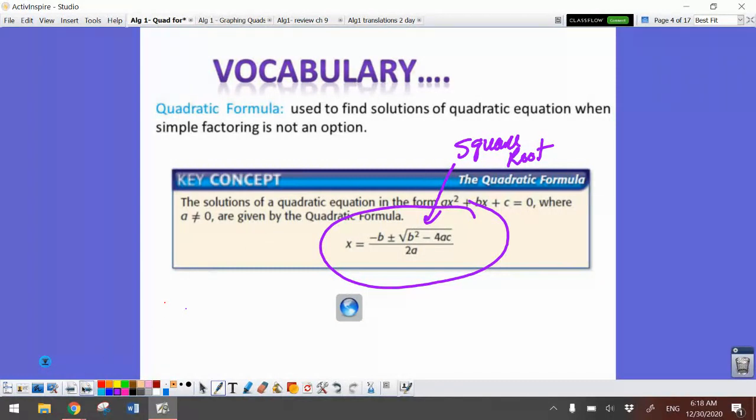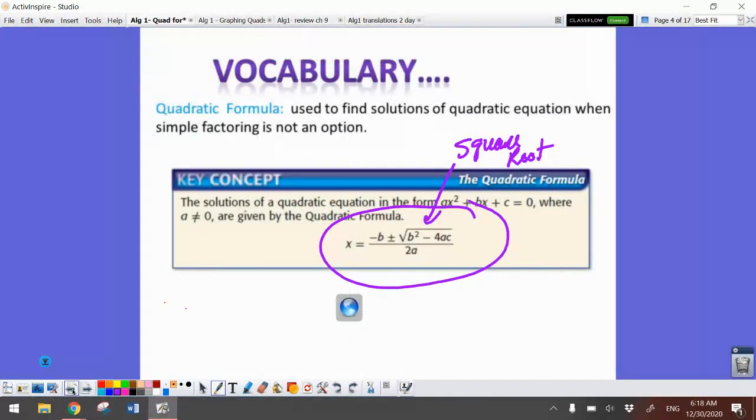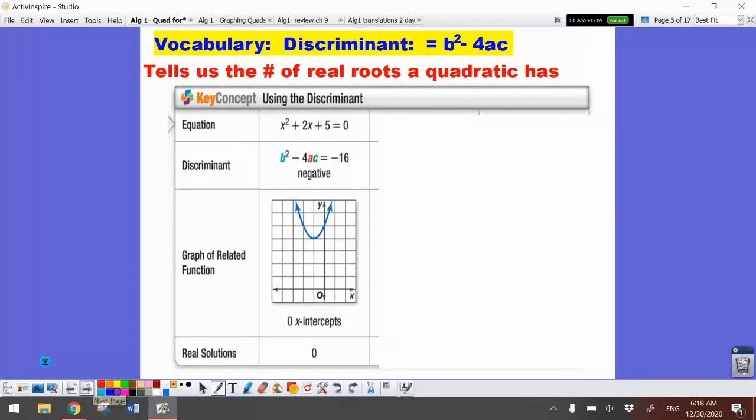Now let's talk about the first part of that and the most powerful part of that. The most powerful part of this formula is the b squared minus 4ac, okay? This part under the radical is called the discriminant.